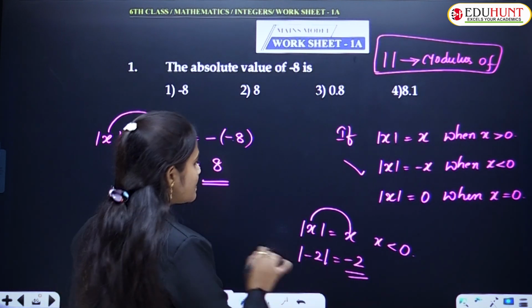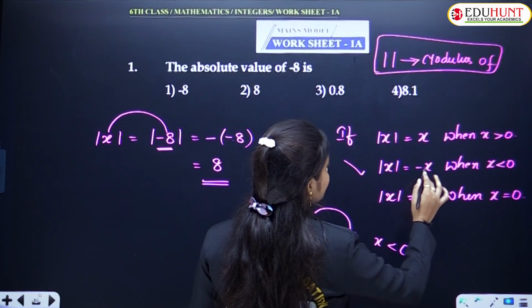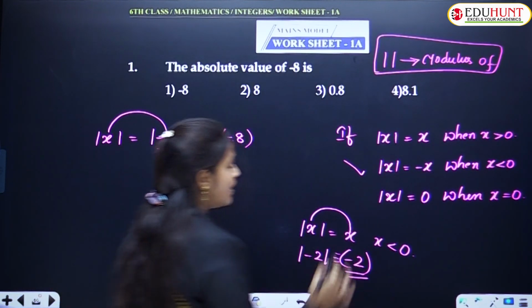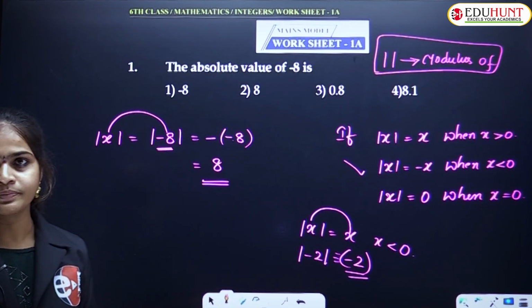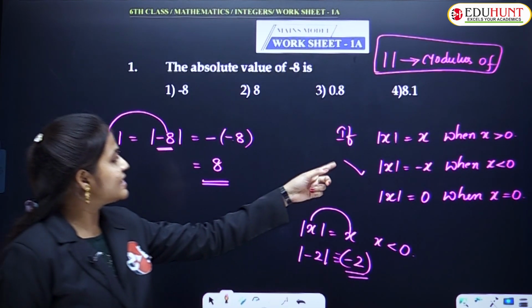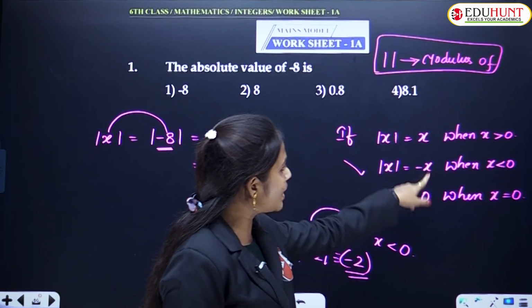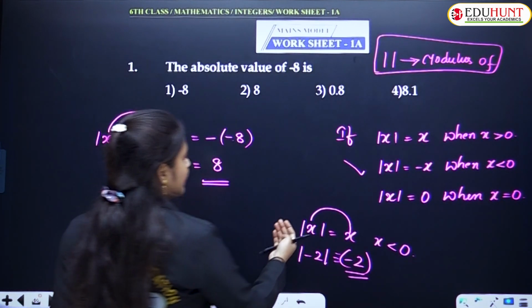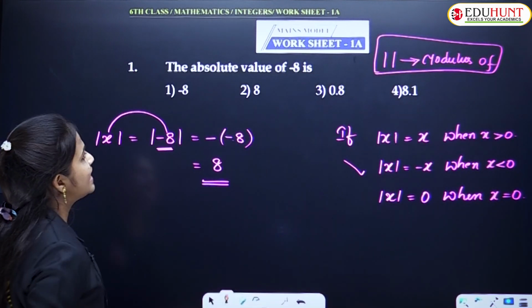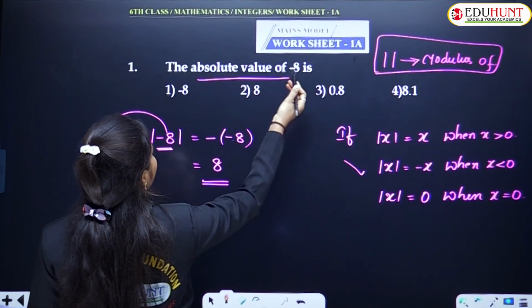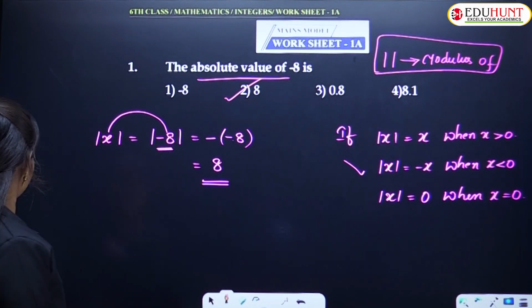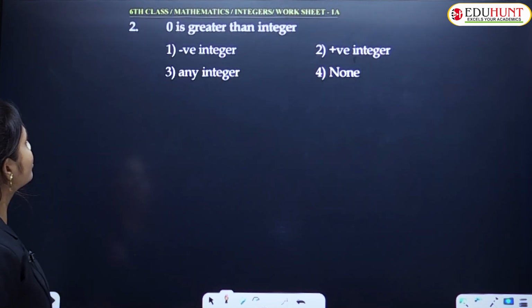Understand, ma? So as per this, modulus of x is equal to minus x. If you multiply this negative number with minus, then only you will get positive. As per that, the condition is modulus of x is equal to minus x when x is less than 0. Understand? Yes. See here, ma. So what is the answer here? The absolute value of minus 8 is plus 8. Understand? Yes. Let us see the next question, ma.